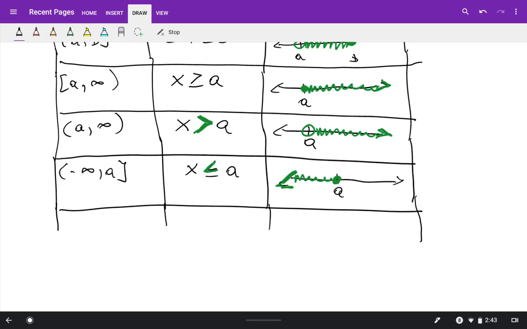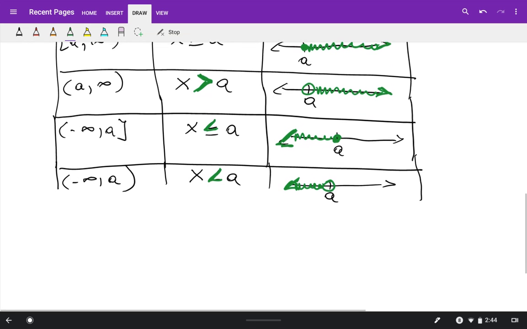And then we have from negative infinity to a, with a parenthesis. That means x is less than a, and the graph looks that way. You're putting a on the number line. In this case, a is not part of the solution. However, all the numbers less than a are part of the solution. So we're shading everything to the left.